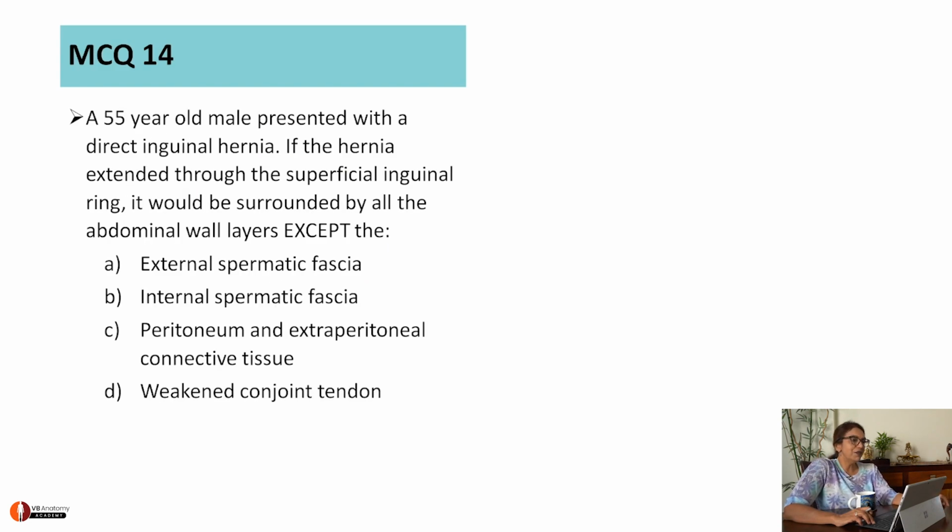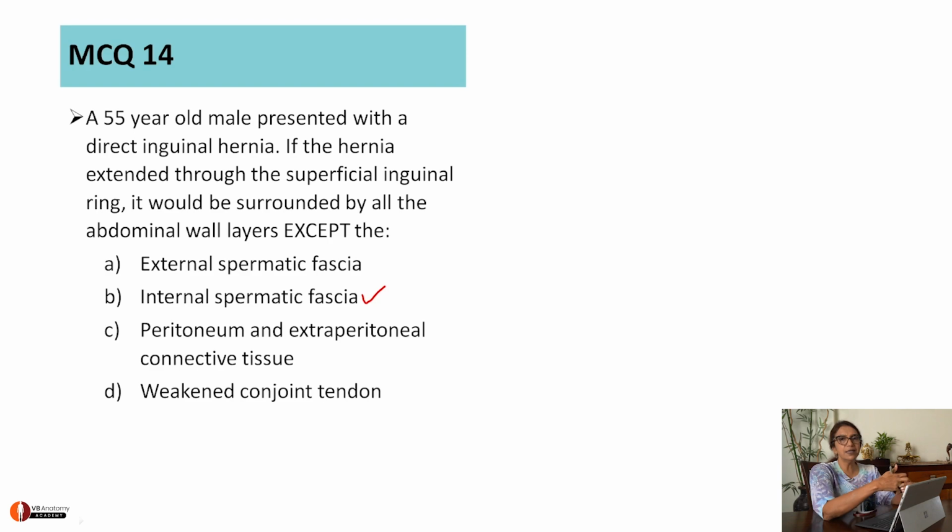MCQ 14. A 55-year-old male presented with a direct inguinal hernia. Direct means it will be medial to the inferior epigastric artery. If the hernia extended through the superficial inguinal ring, it would be surrounded by all the abdominal wall layers except. Now, I've already taught you this. Any direct hernia will never have a covering of internal spermatic fascia because it did not pass through the deep inguinal ring. Is there an internal spermatic fascia here? Yes. So this has to be the answer.